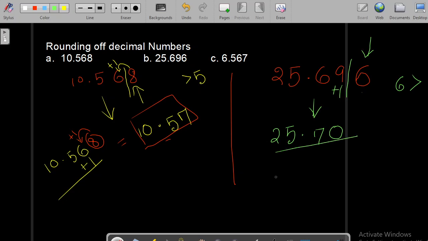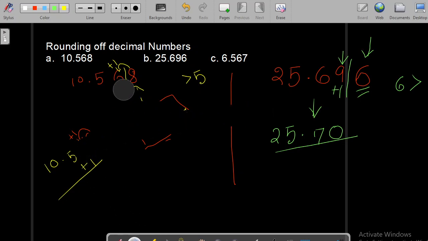So I am reiterating once again, if a number is to be approximated up to a certain decimal place, we have to see the digit immediately next to that decimal place. If it is greater than 5, then we add 1 to the immediately preceding digit. That is the thing. Let me elaborate this rule with the help of another example.